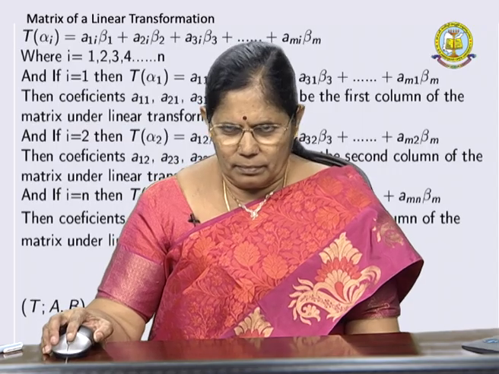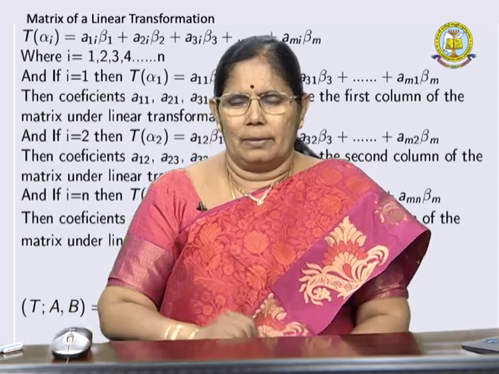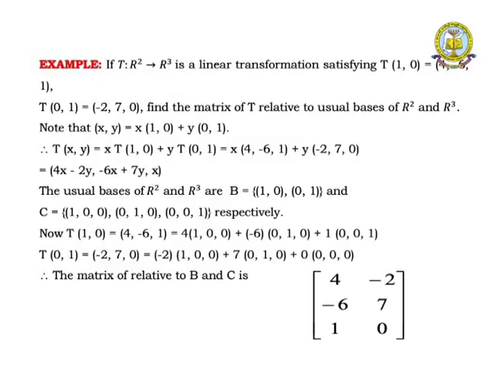So, here let us do one example. Suppose you have a linear transformation T from R square to R cube defined as T of 1 comma 0 is 4 comma minus 6 comma 1, T of 0 comma 1 is minus 2 comma 7 comma 0. Then find the matrix of T relative to the usual basis. What is the usual basis? Means 1 0, 0 1 is the usual basis for R square. For R cube, 1 0 0, 0 1 0, 0 0 1, it is called the usual standard basis.